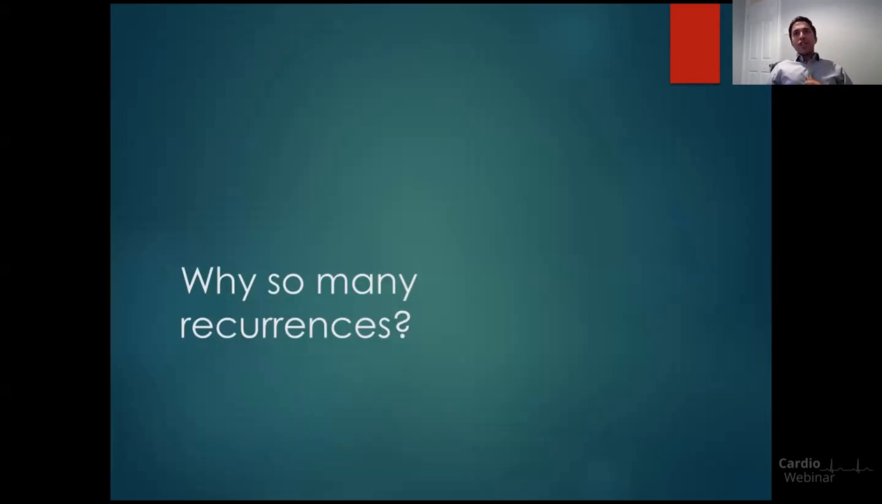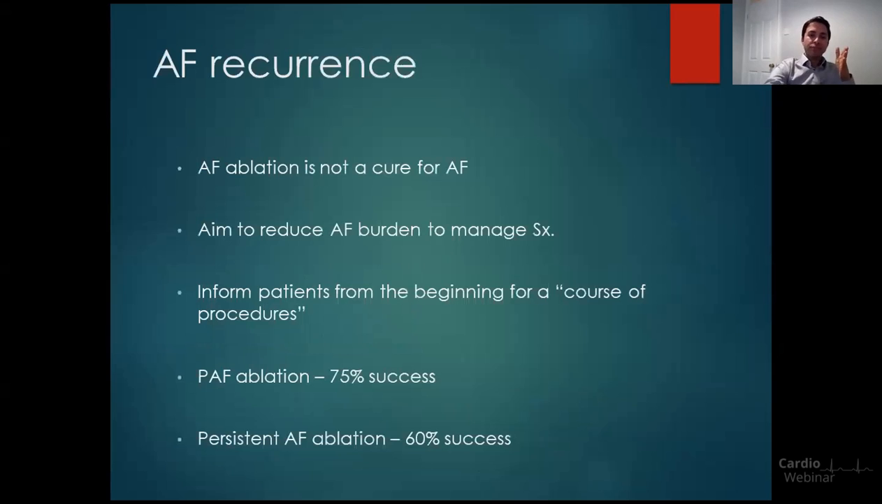Okay. So after singing so many praises about AF ablation, after mentioning that we need to be mindful in it, the one thing that EP doctors get repeatedly mocked and frustrated by is the fact that there are recurrences, and everyone says, why are you doing all this AF ablation? It never works. So I'm going to hit this head on and try to address why we see recurrences after AF ablation.